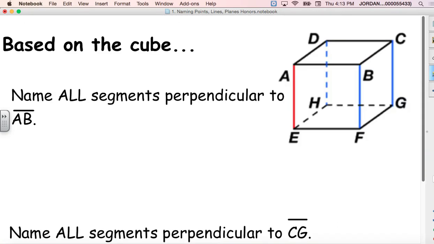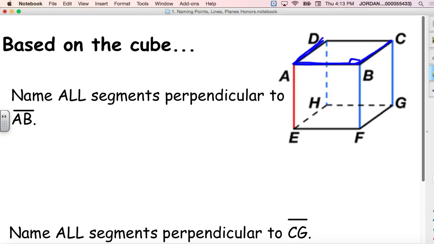Okay, now we're going to talk about lines that are perpendicular to AB. Perpendicular lines are again lines that form a 90-degree angle. So which lines connect to AB to make a 90-degree angle? First of all, they've got to touch. We've got to make sure they touch right here. So let's identify ones that touch AB. Okay, BC touches to make a 90-degree angle, because that's a square up there. Squares all have 90-degree angles.